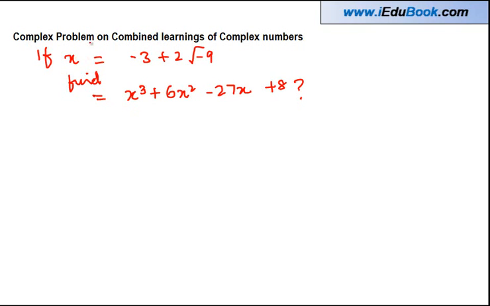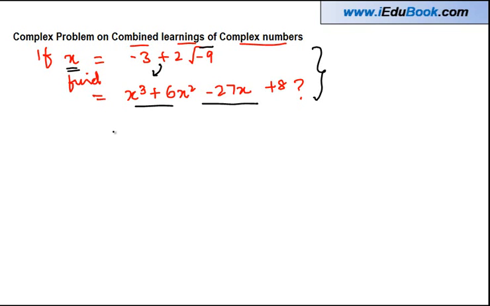Okay, let's see a complex problem on combined learnings of complex numbers. Now in this case, you're given that if x is equal to minus 3 plus 2 square root of minus 9, find x cube plus 6x square minus 27x plus 8. Now one thing is for sure, if I start putting the value of x in each component of this equation, it will become a hell of a lot complicated.